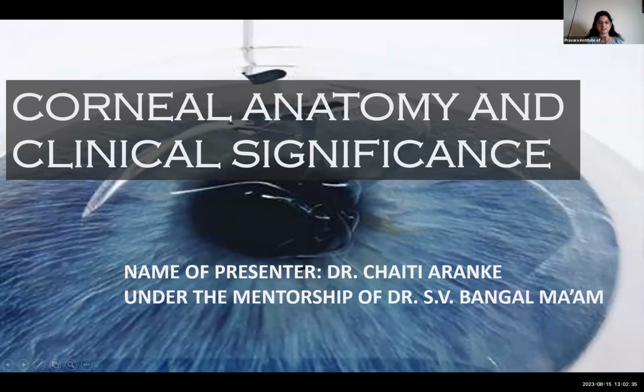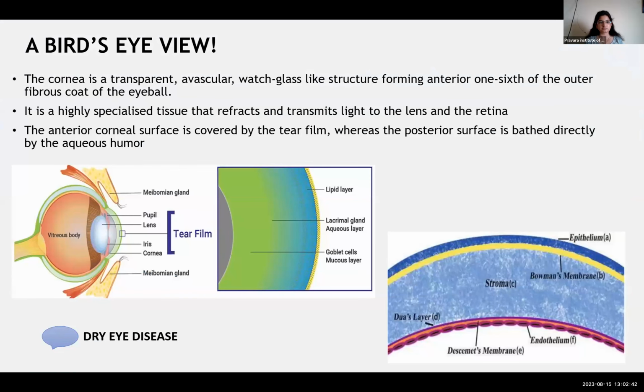Good afternoon, everyone. I'm Dr. Chaitali Arakne, and we'll be learning corneal anatomy and its clinical significance. The cornea is a transparent avascular watch glass-like structure that refracts and transmits light. It is covered anteriorly by the tear film. The tear film comprises 3 layers, and any imbalance in one or more of these layers can result in dry eye disease.